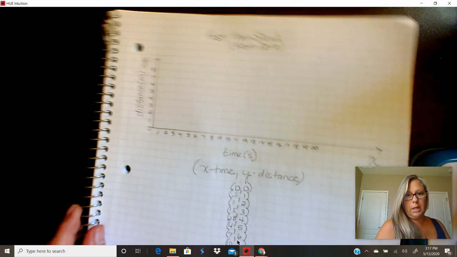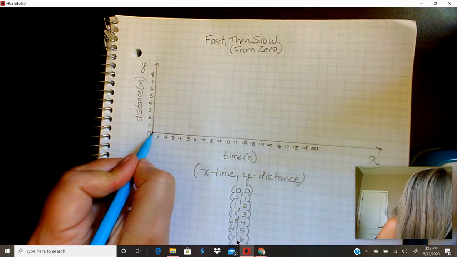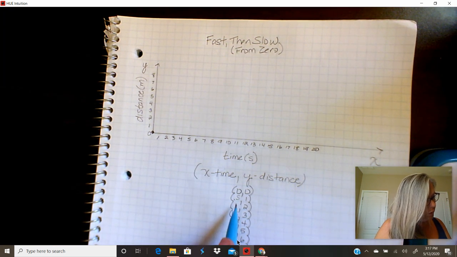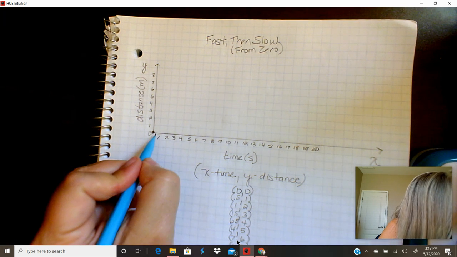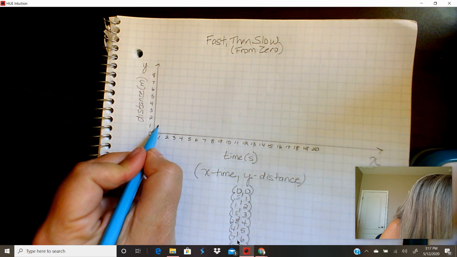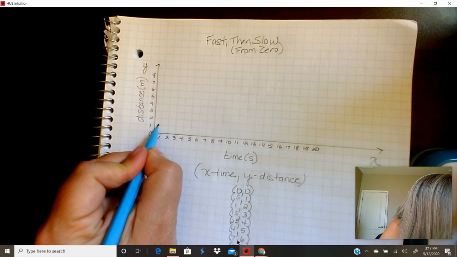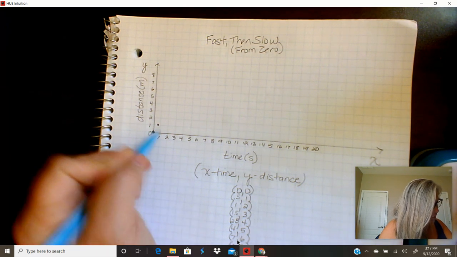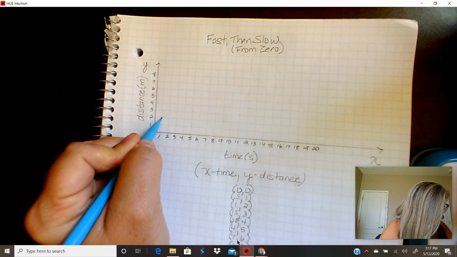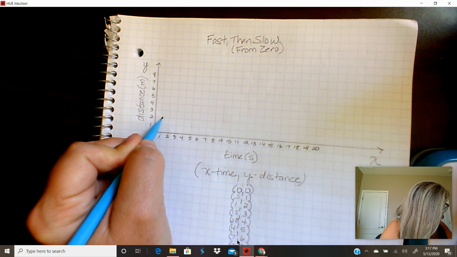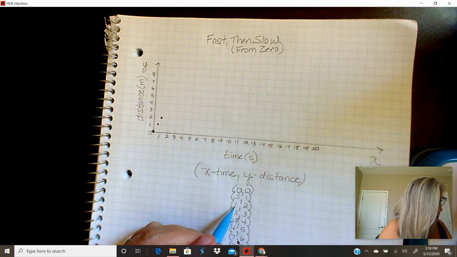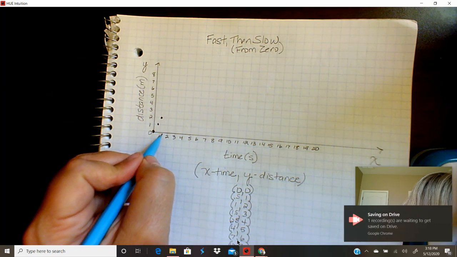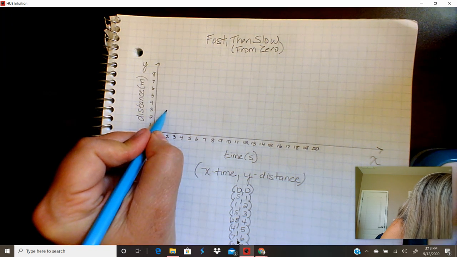All right. So either way, our first point is 0, 0. 0 distance and 0 time. Then it's only 1/2 of a second to go 1 meter. And then only 1/2 of a second over to 1 to go 2 meters. So it is starting off steep. See this? See that very steep slope? All right. And then it only took a half of a second to go 3 meters. So 1.5. So here we are.